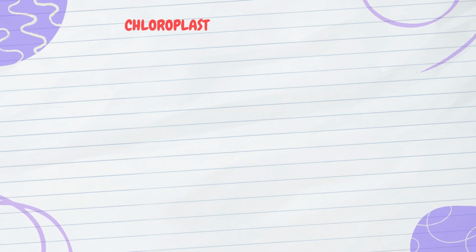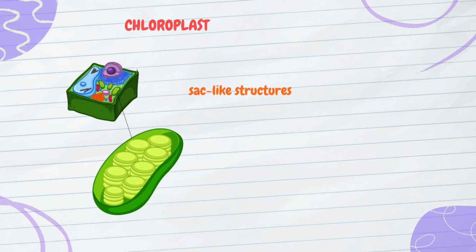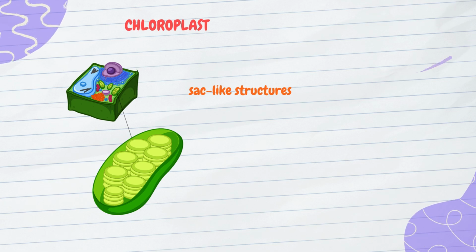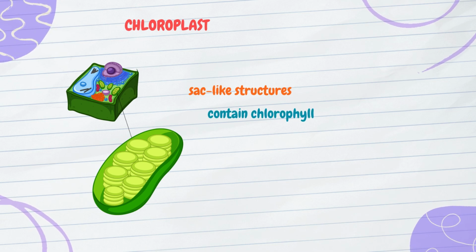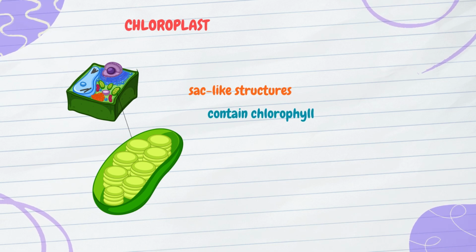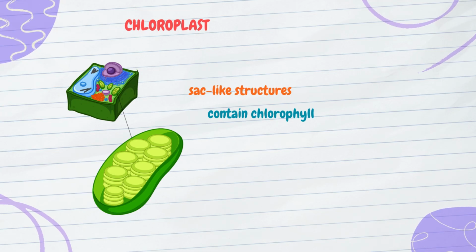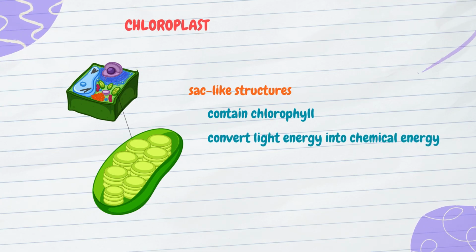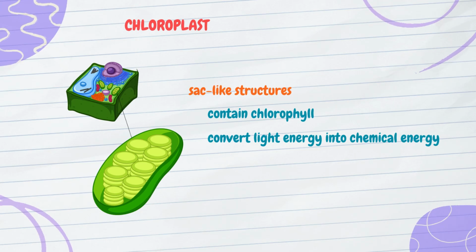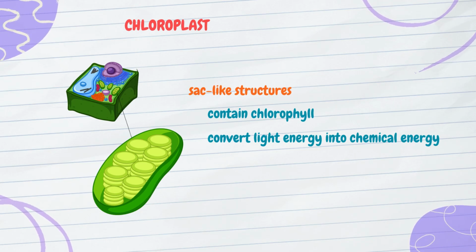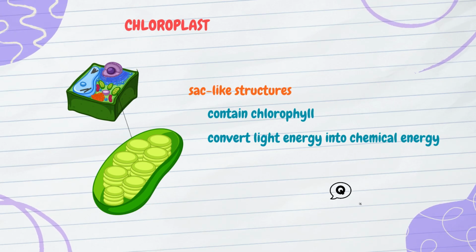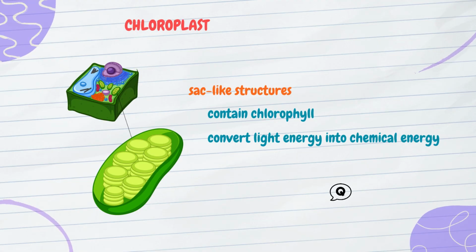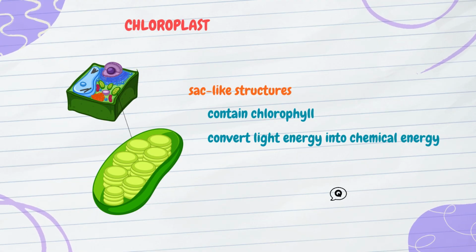Then the chloroplast. Chloroplasts are sac-like structures exclusively found in plant cells. They contain chlorophyll, a pigment that captures sunlight during photosynthesis. Through photosynthesis, chloroplasts convert light energy into chemical energy, producing glucose, which serves as a vital energy source for the plant. Challenge 10. If a plant is kept in complete darkness for weeks, how will its chloroplasts respond?